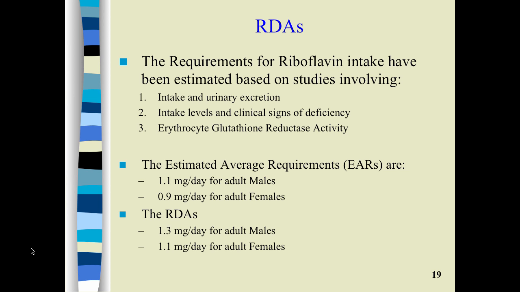Okay. So there's significant enough data and a specific test we can use to make the DRI an RDA. If you have an RDA, you have an EAR. The EAR is always less than the RDA. The EAR is 1.1 and 0.9 for males and females, less than the RDA, which is 1.3 and 1.1.